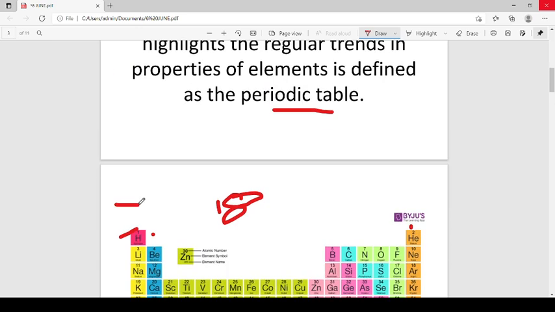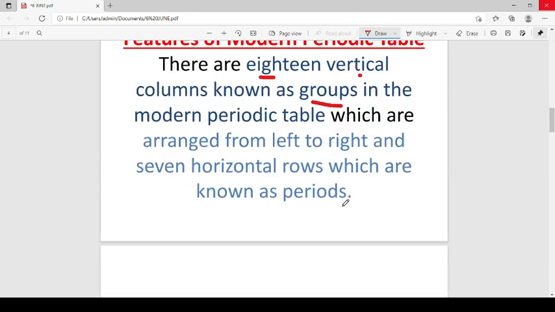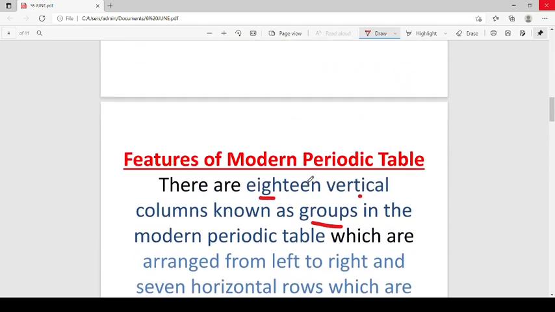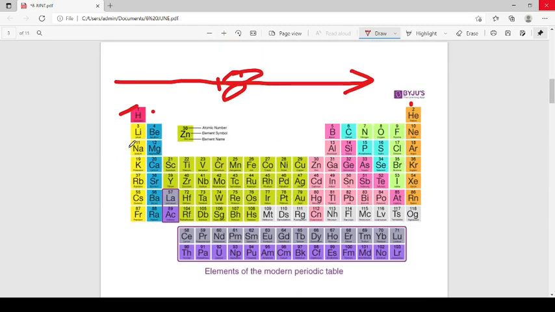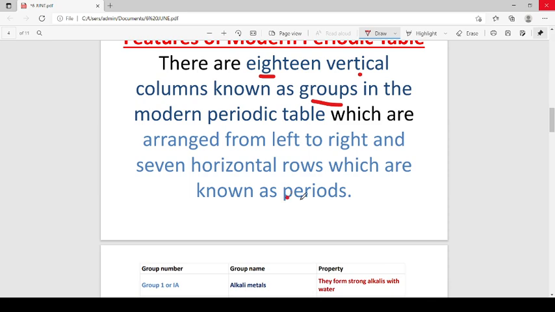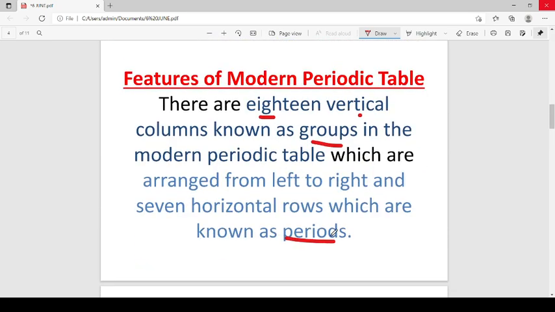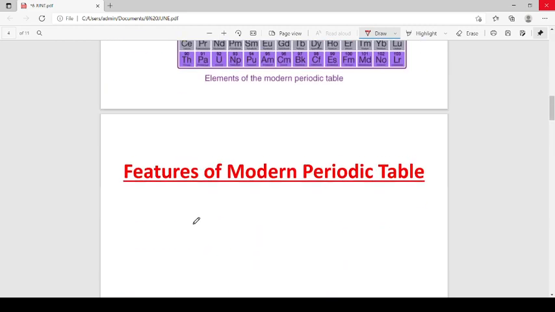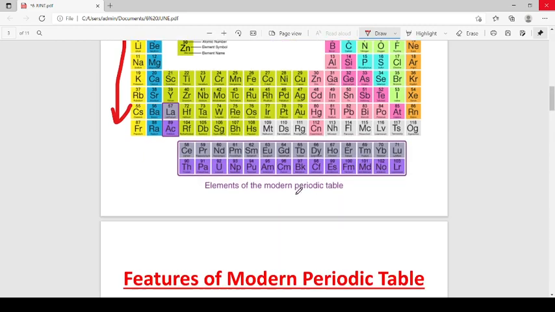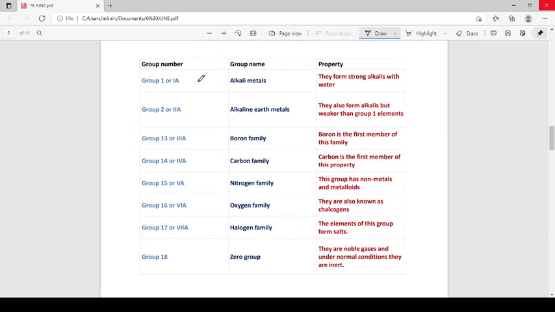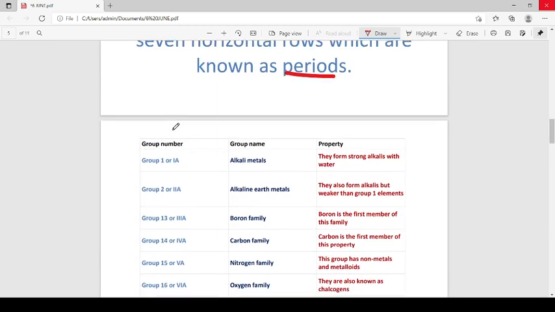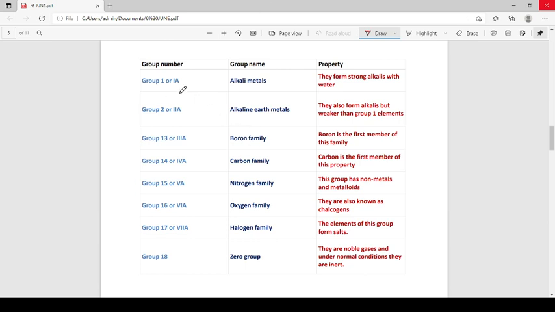Okay, they are arranged left to right. And there are 7 horizontal rows which are known as the periods. You can see over here, these are the 7 horizontal rows known as periods. So there are 18 columns known as the groups and 7 rows known as the periods. So this is the modern periodic table. Now this table is divided into 18 groups, as we have seen.